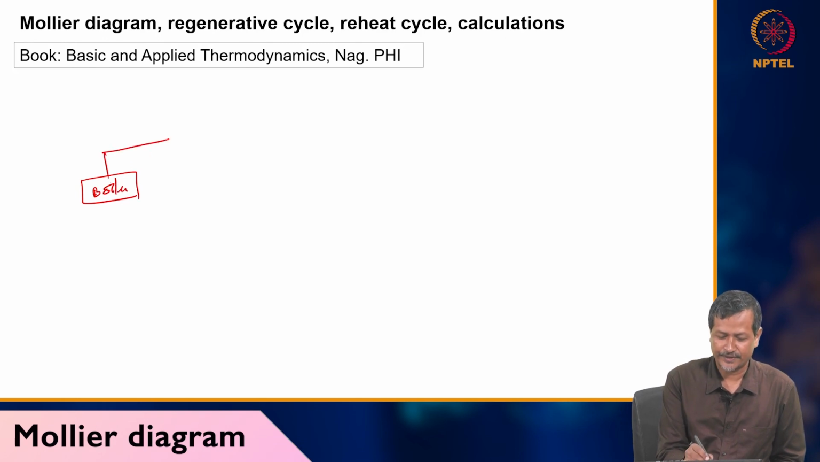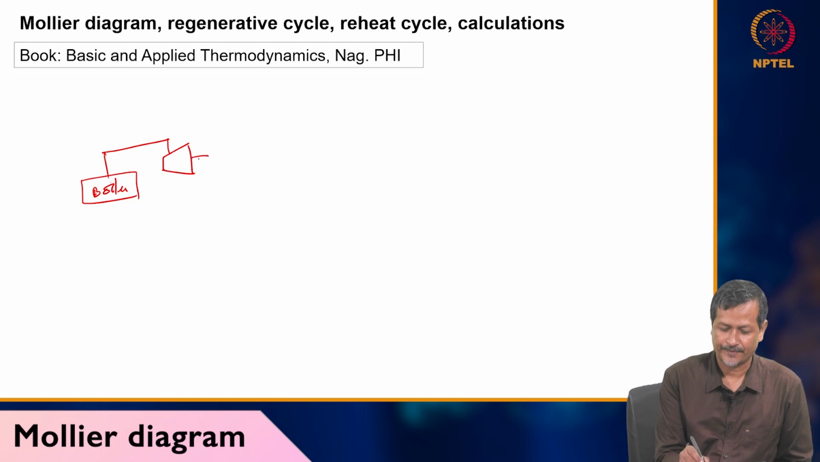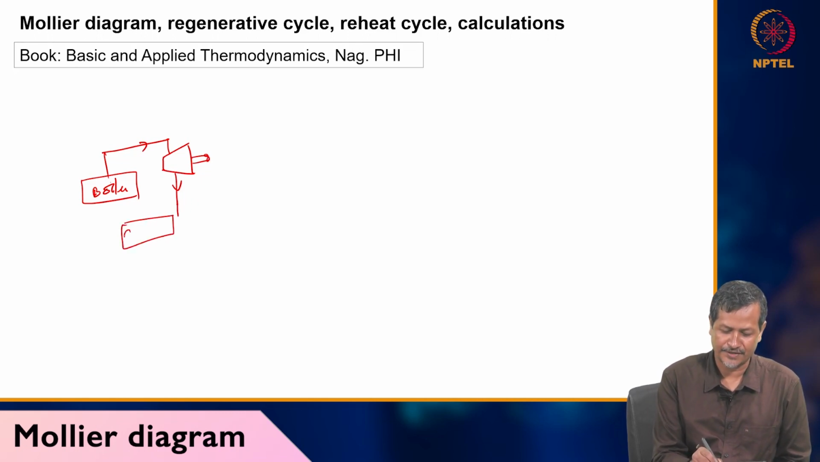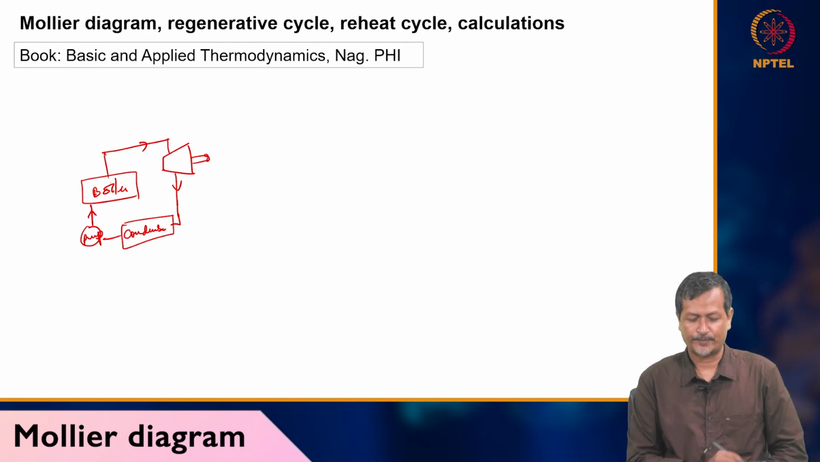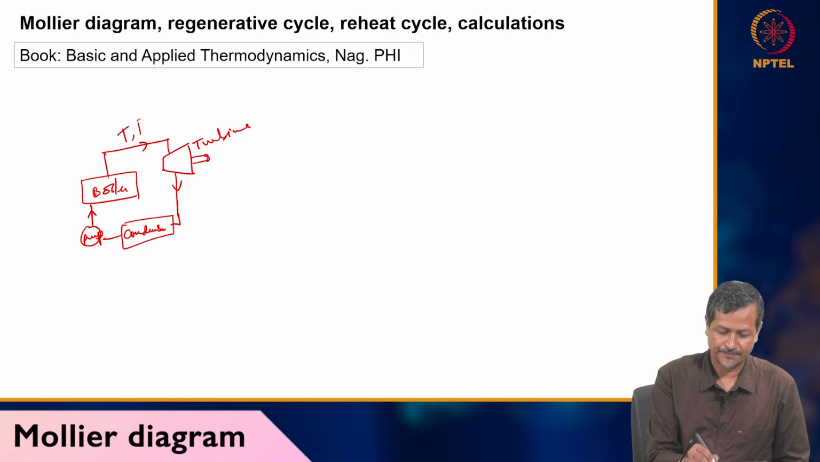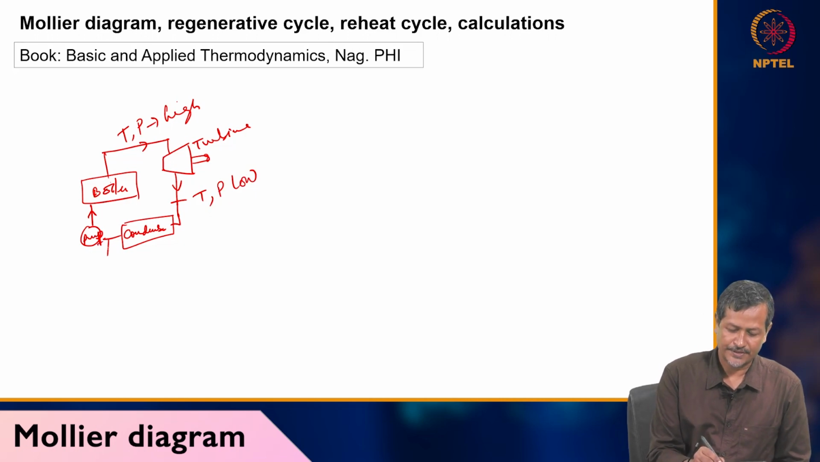Okay, so boiler will be giving steam to one turbine, and turbine exhaust, whatever low pressure low temperature steam is coming, will be coming to one condenser. From condenser there will be one pump, then pump to boiler, again it will be going. This is called turbine, this is called condenser, already I have written, pump is written there. Here we have high temperature, high pressure. Here temperature, pressure, lower.